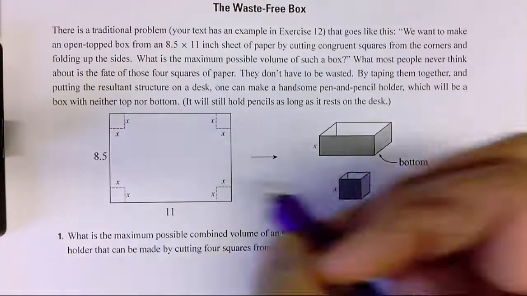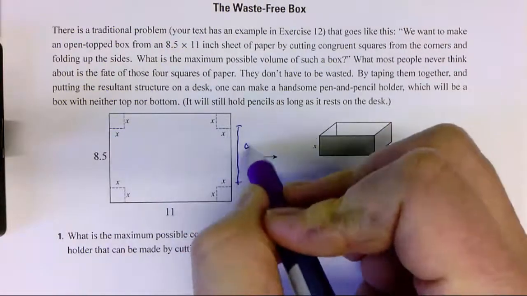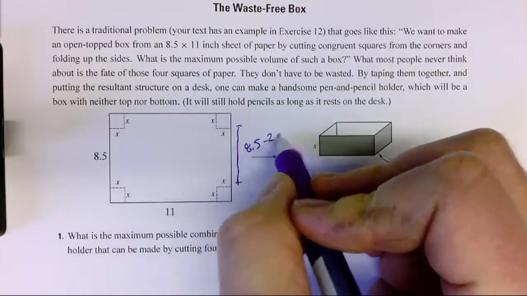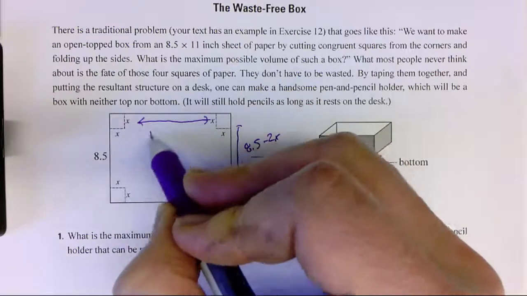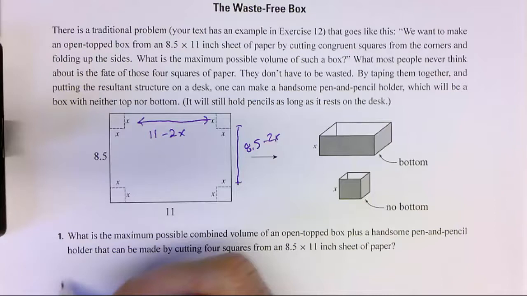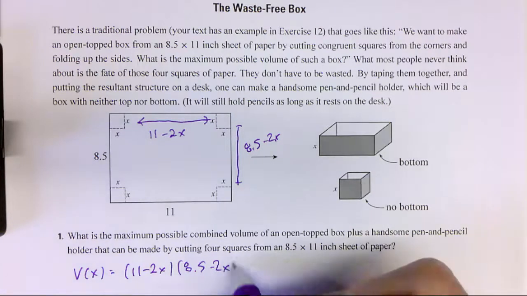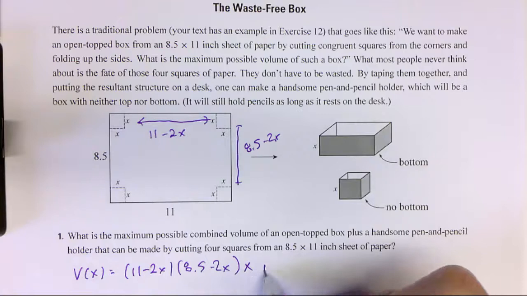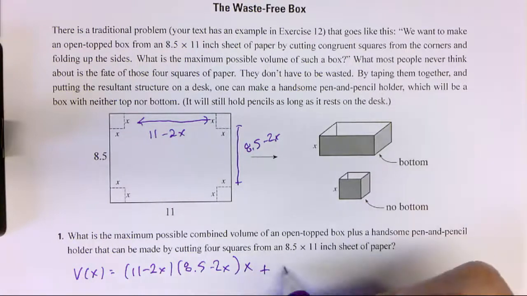And so the combined volume, let's see here. This side will be 8.5 minus 2x. This distance, the length of the box, is 11 minus 2x. So the volume of the tray is 11 minus 2x, 8.5 minus 2x, times x, plus we have to combine that with the volume of the pencil holder, x cubed.